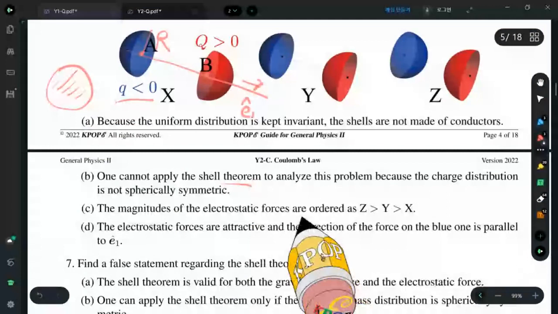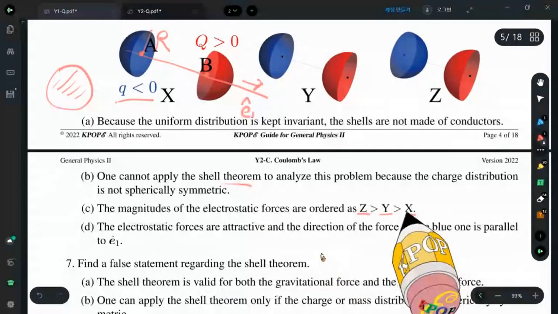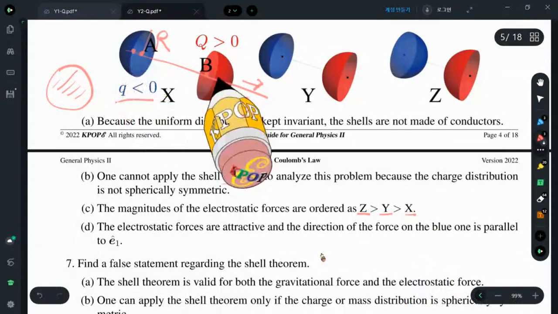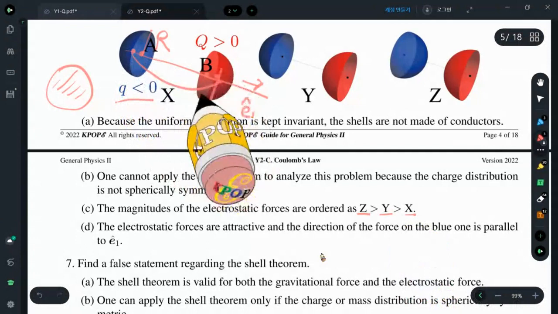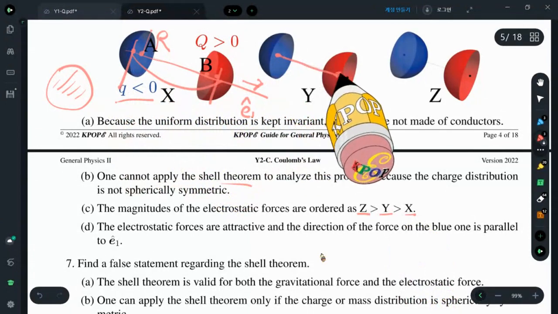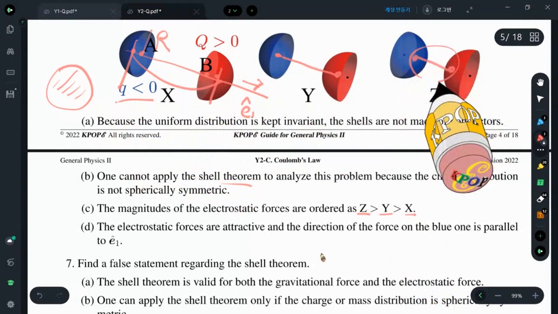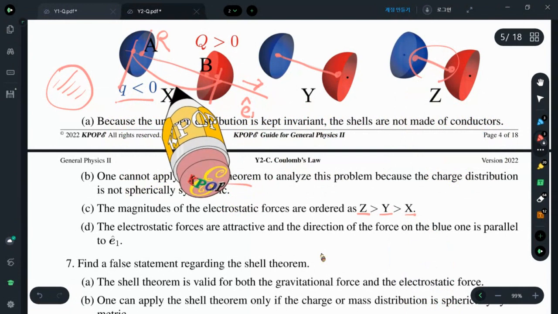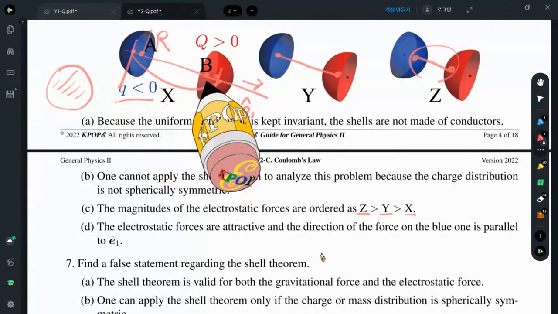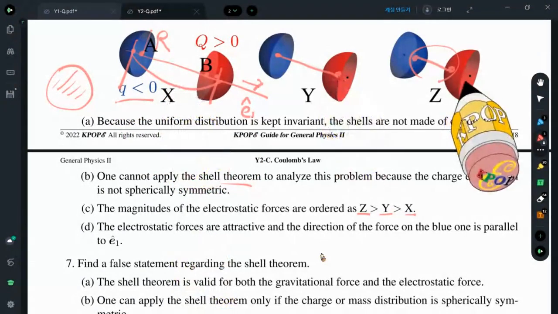The magnitudes of the electrostatic forces are ordered. You can find the magnitudes just like the center of mass, using a center of charge, then you can count the distance. So this is nearest, this is farthest. So with longer distance, according to the inverse square law, the force is weaker, then the middle, and the strongest.